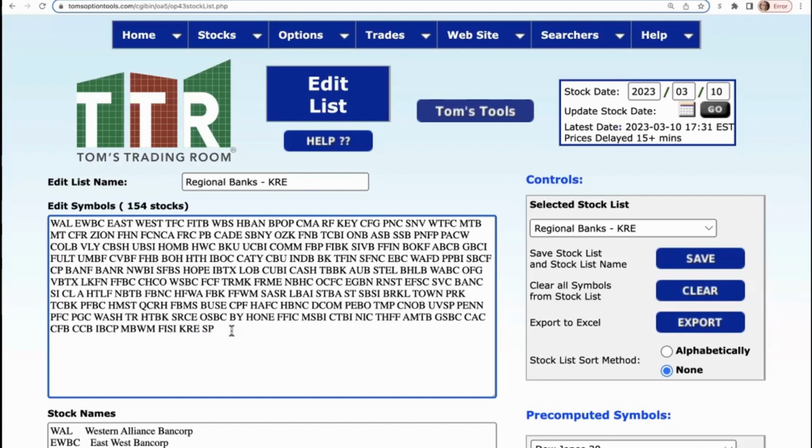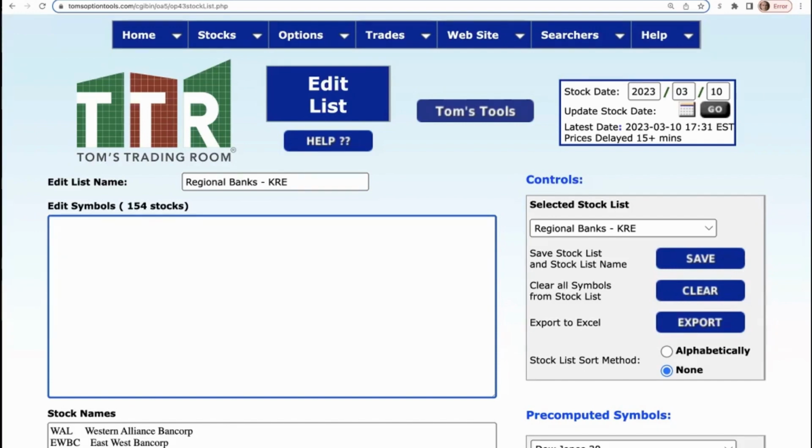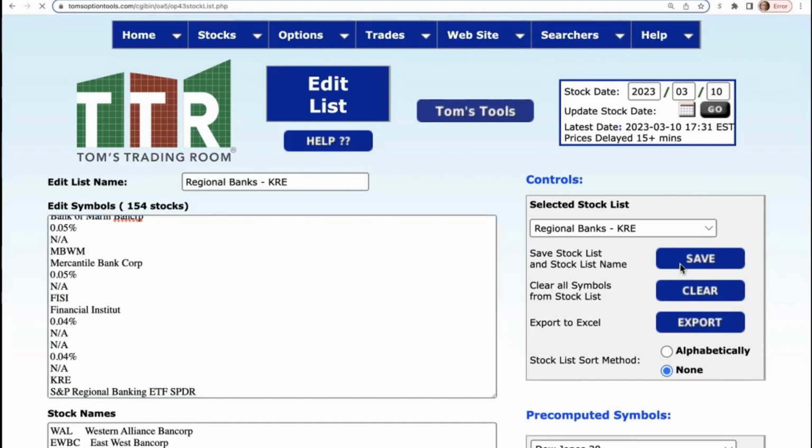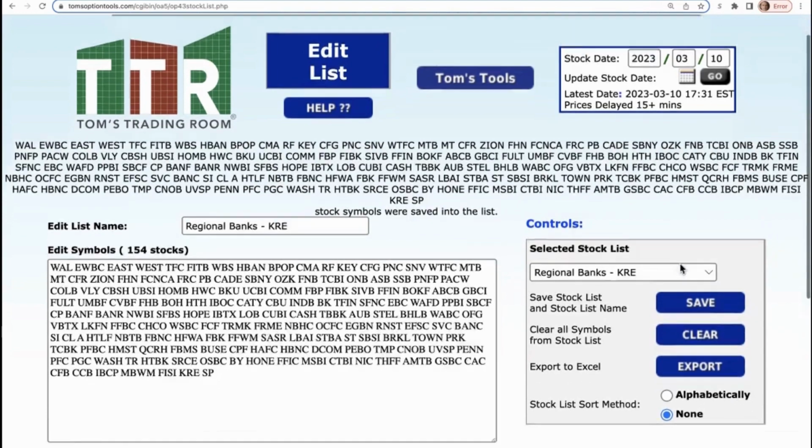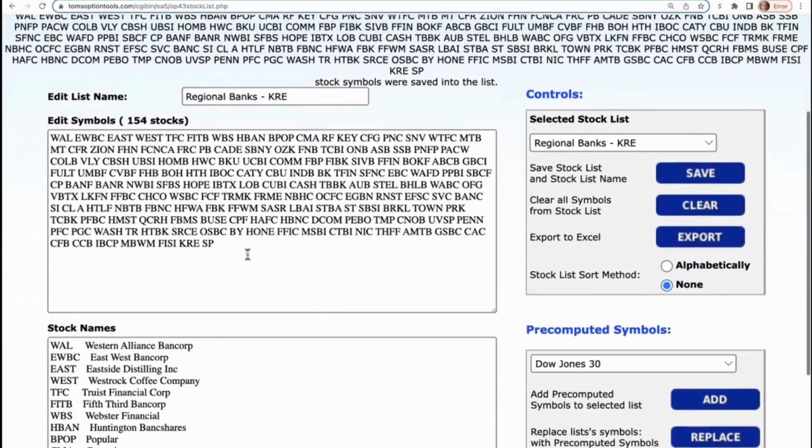And then I'm going to press Control-V or Command-V on a Mac. Paste everything in. So it's got all the symbols as well as a bunch of other stuff that's not symbols. And when you hit save, the scanner will parse out everything but symbols.